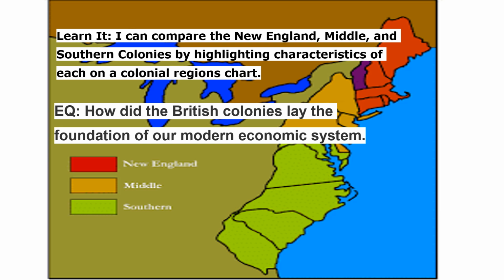Today, we are going to wrap that up by comparing these three regions using four characteristics: the reasons for being founded, the geography of the region, the economy in the region, and the government. So let's go ahead and get started. Before we get too deep, we are going to discuss six very important vocabulary words.